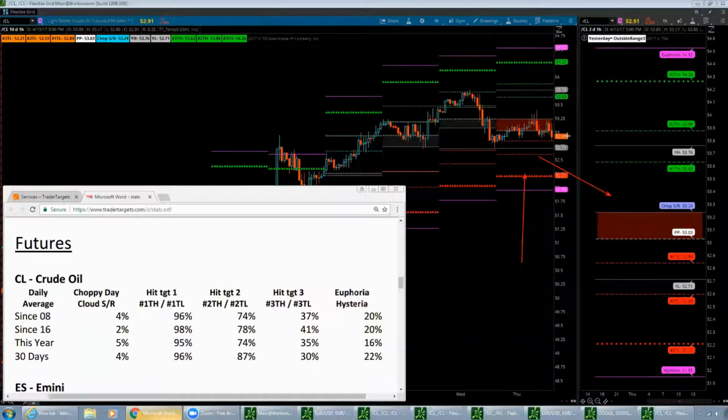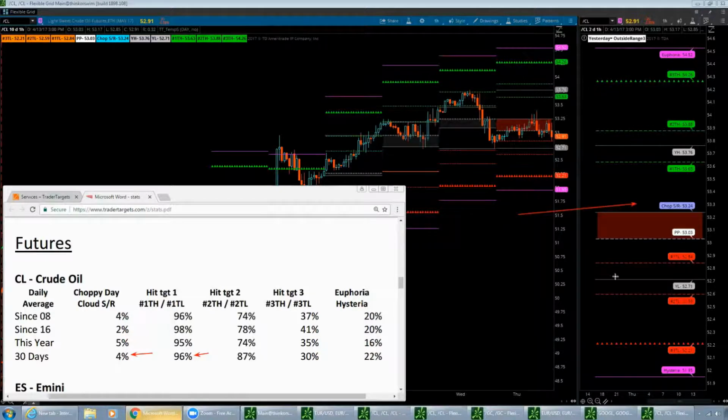But what the Trader Target model did tell us is that there was a bearish bias, and it told us that rarely does a chop day happen, only 4% out of the last 30, and that there would be a 96% chance that target one low would be touched if price got under the cloud. It's this type of information that gives traders objective, measurable insight into the market each day.